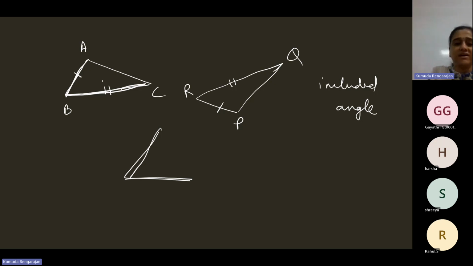For these two sides, angle B is the included angle. The two sides which we are talking about in one triangle must be the arms of that angle. Not clear, Surya? What do you mean by arms? See, this is the angle. This is one arm. This is the other arm.